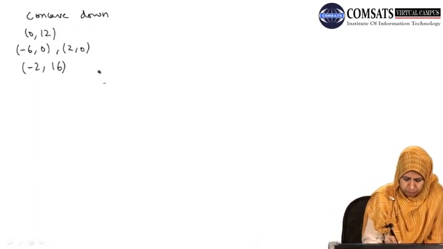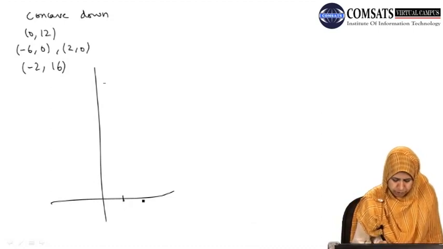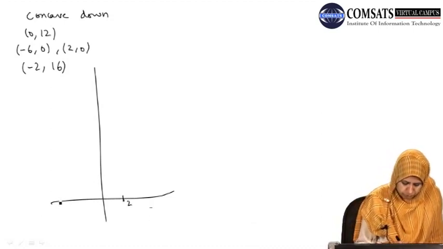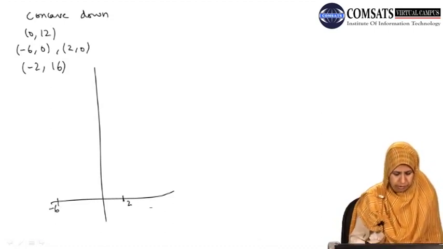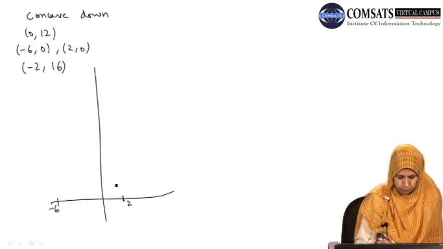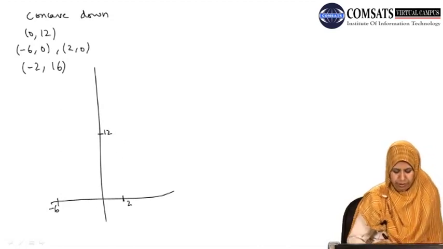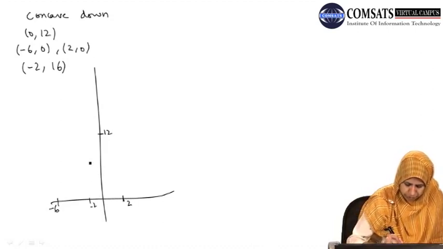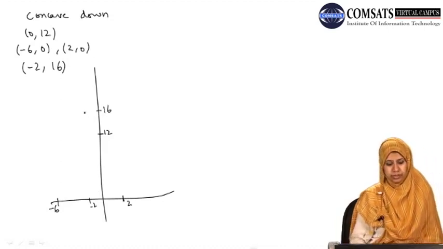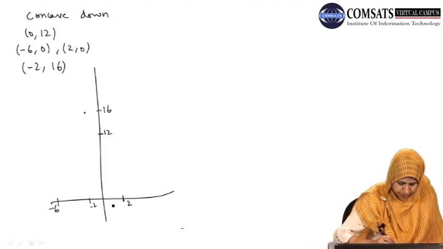Okay, now (2, 0), this point when x is 2, y is 0. Okay, (-6, 0). First we will locate the points on our axis. The y-intercept is this point, (0, 12). When x is -2, our y is 16, that is this point. This is our vertex.